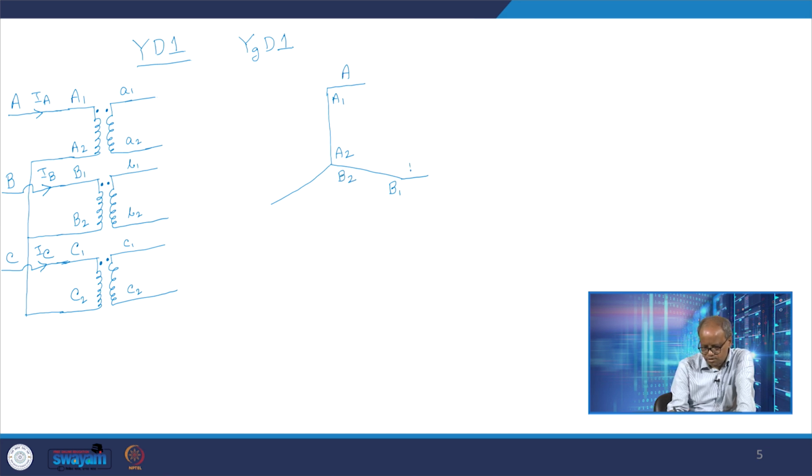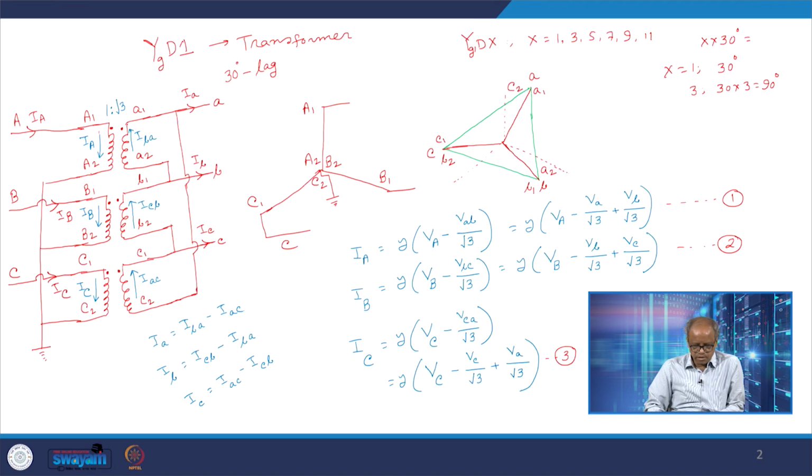I am saying that it is phase B. And this is phase C, and it is terminal C1 and C2. So C1 and C2. So this is the connection. Please note, here we are not making the ground connection. Please note that I am emphasizing it.